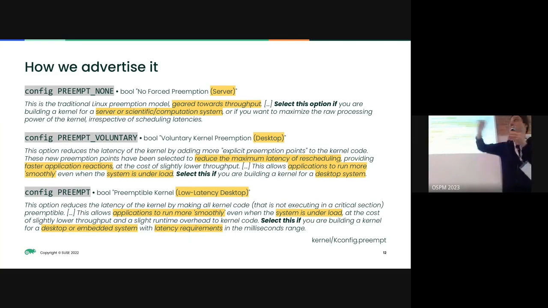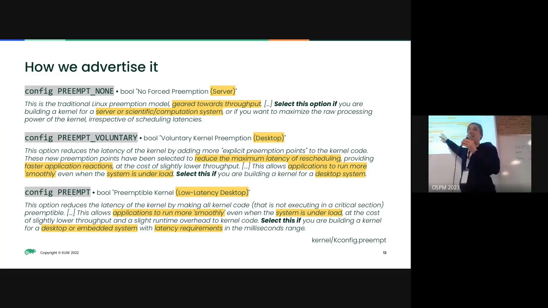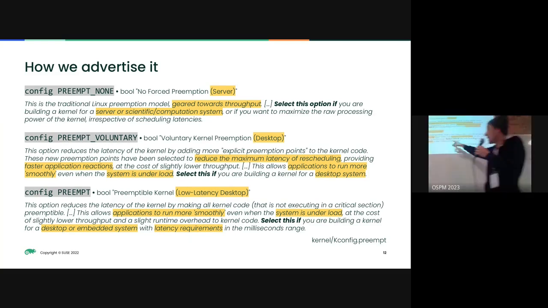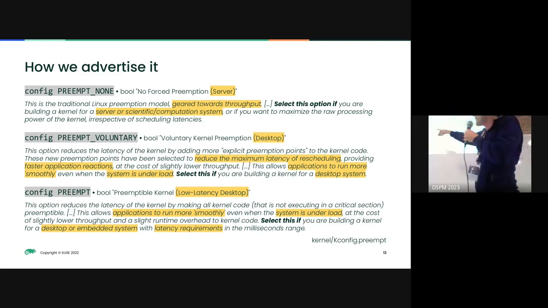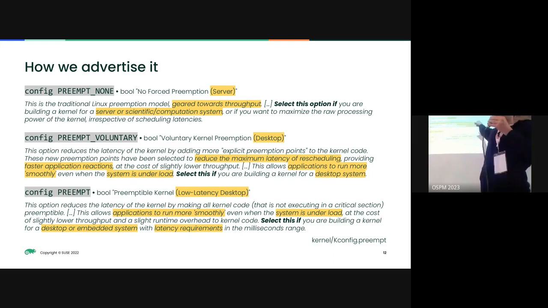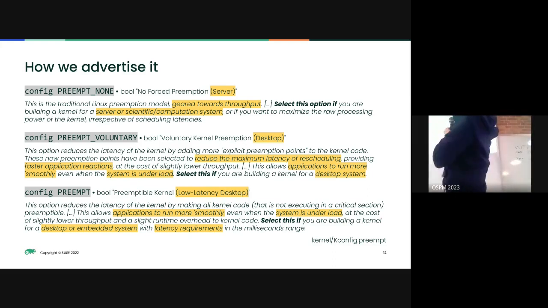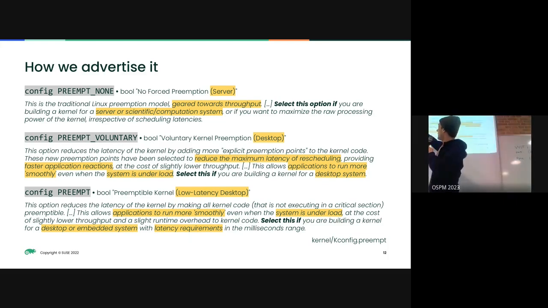I find this a little funny. This is desktop, and this is a low latency desktop. What is it? This option reduces the latency of the kernel by making all kernel code preemptible. This allows applications to run more smoothly. This is the same text, it's copy paste. It allows applications to run more smoothly even when under load.